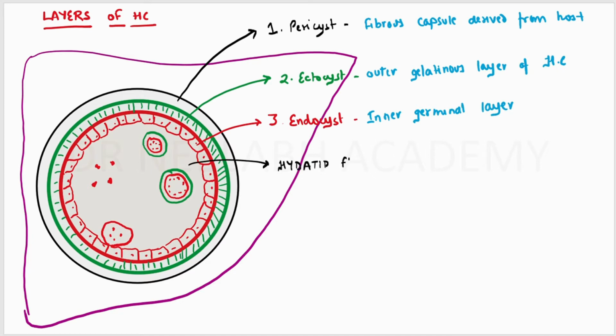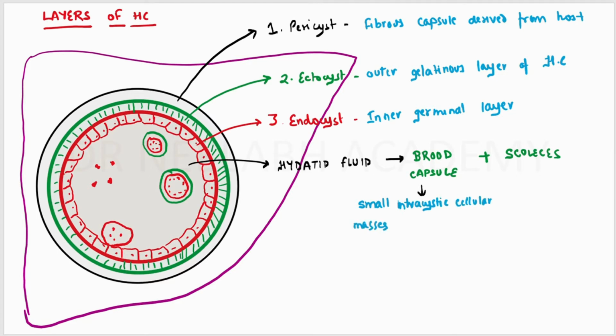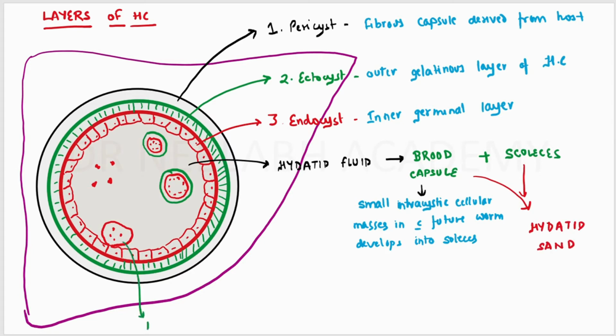Inside you can see the hydatid fluid that contains the brood capsules and the scolex. The brood capsules are basically small intracystic cellular masses in which the future worm develops into scolex. These brood capsules together with scolex are also called hydatid sand. So now we'll see in the figure, this is the brood capsule. It forms the scolex, which finally develops into the daughter cysts.